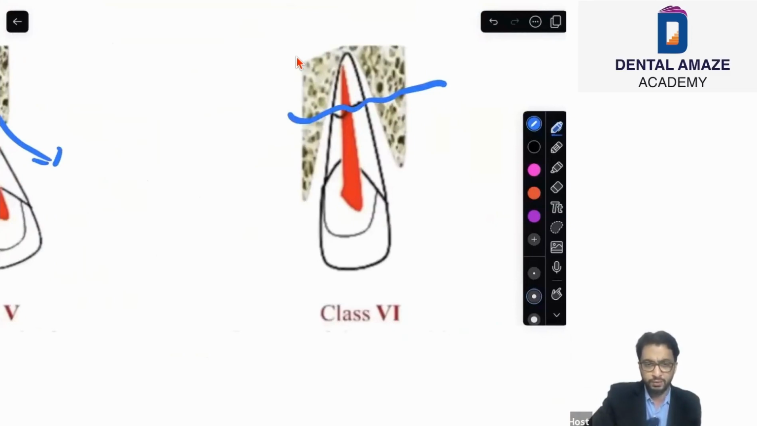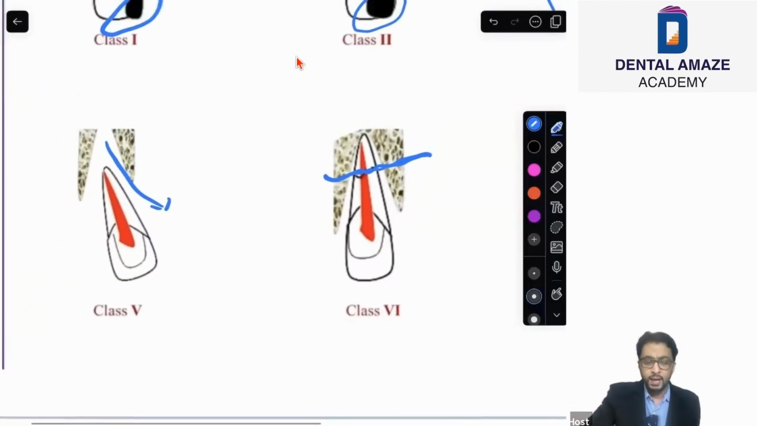We studied previously crown root fracture and root fracture, but here they are not discussing these separately. They're saying there is a root fracture with or without crown fracture, you are not bothered. There will be crown fracture, there will not be crown fracture. What I'm majorly concerned about is the root fracture. So after 4, 5 is avulsion, 6 is crown root fracture.